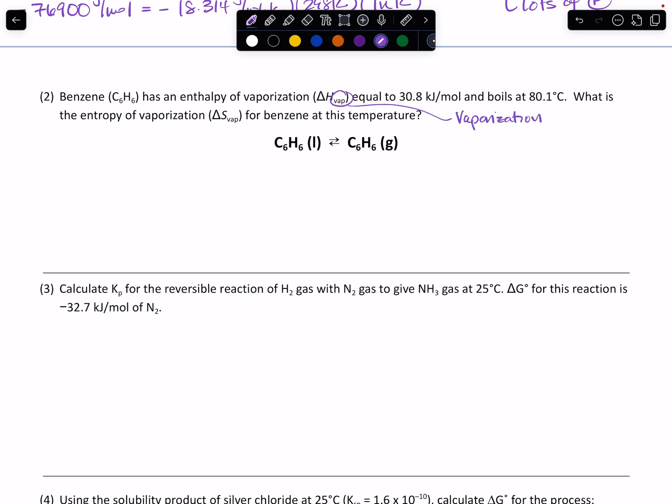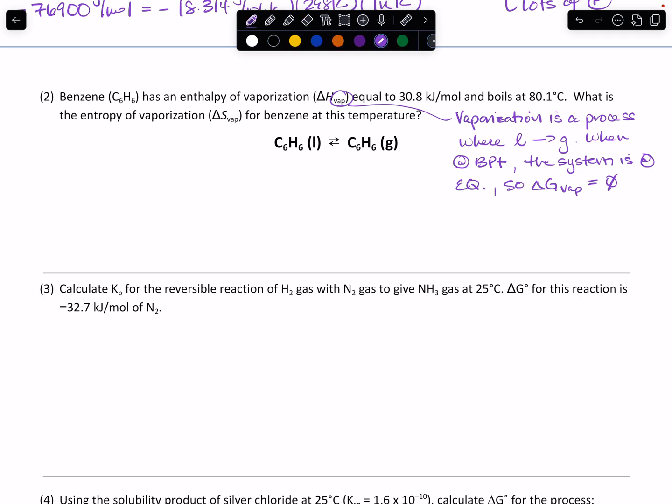And this is going to hold for any phase change. It's a process where our liquid converts into a gas. That temperature, which we know is the boiling point, means the system is at equilibrium. So in this case, the free energy of vaporization for the system is going to be equal to 0.